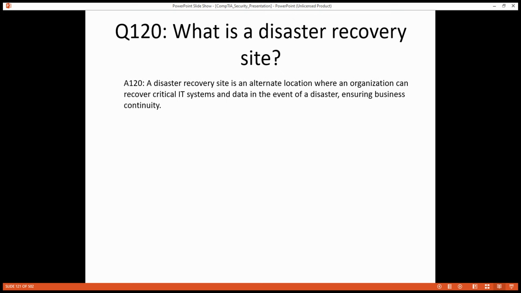Q120. What is a disaster recovery site? A120. A disaster recovery site is an alternate location where an organization can recover critical IT systems and data in the event of a disaster, ensuring business continuity.